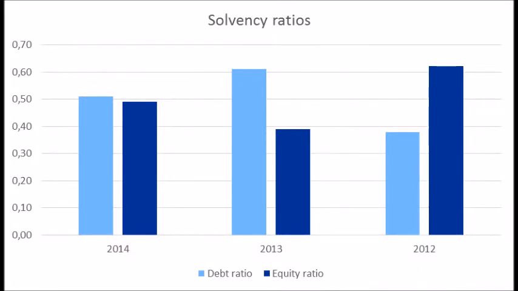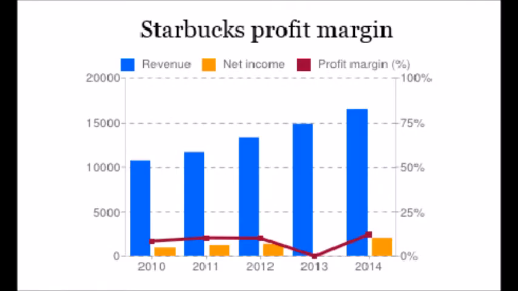other goes wrong. As for 2013 and 2012, debt ratio and equity ratio are very different. If we had to choose the best situation between the two, I would say 2012 because the investments are higher than debts and we don't want to have too much debt.